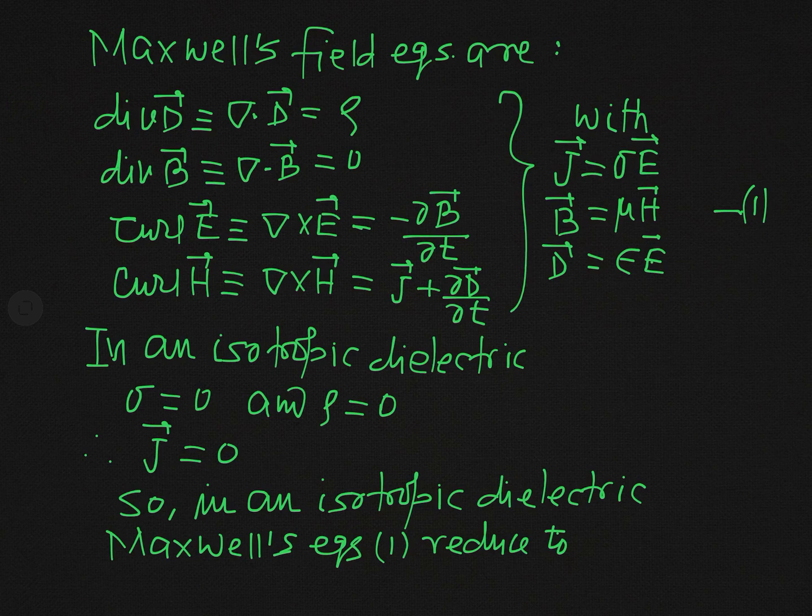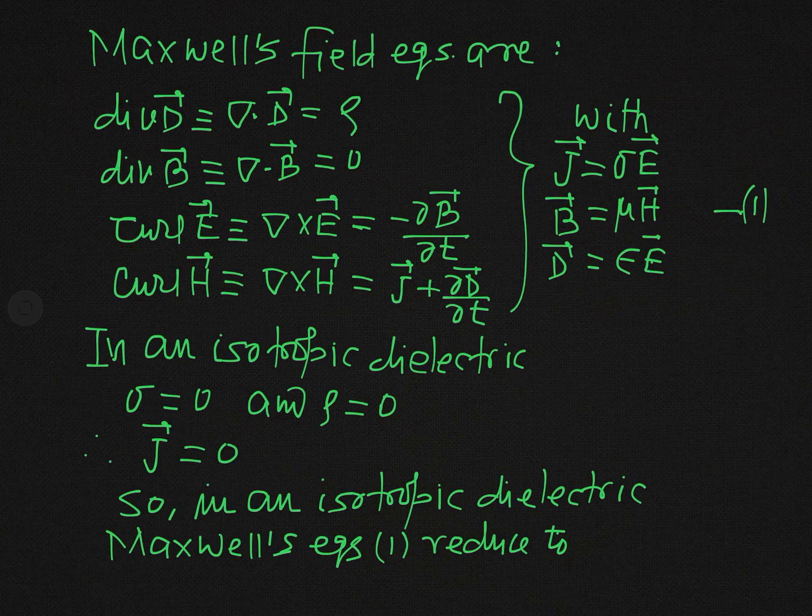This equation J equal to sigma into E is the vector form or the microscopic form of Ohm's law, and B is equal to mu H and D is equal to epsilon E. Here mu is the permeability of the medium. But in case of an isotropic dielectric, since it is a non-conducting material or medium, its conductivity is 0, and in this case the free charge density is also 0, rho is equal to 0.